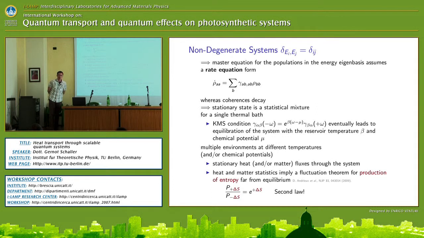Now, the picture changes if you have multiple environments, and this is the situation which we are all interested in. These can be characterized by either different temperatures or different chemical potentials. And that will in general induce some heat flux, or with chemical potentials you will also have matter flux through the system. And now we are interested in Berlin mainly in the statistics of this flux. So mainly matter flux, but now we also came into this heat flux business.